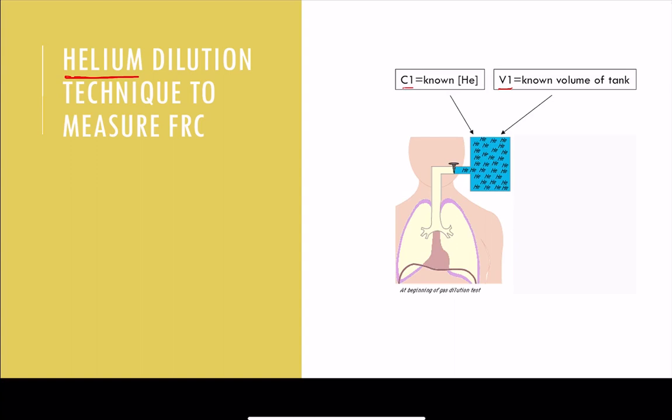So if you think of this picture as this tank of gas here, what we're trying to measure is the volume of this tank here when that volume starts at FRC. If we exhale down to FRC, could we somehow use the distribution of helium into kind of a second tank, the lungs being our second tank, and calculate out what the FRC would be?